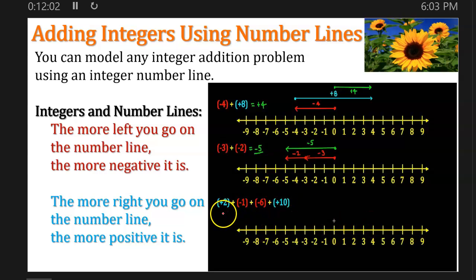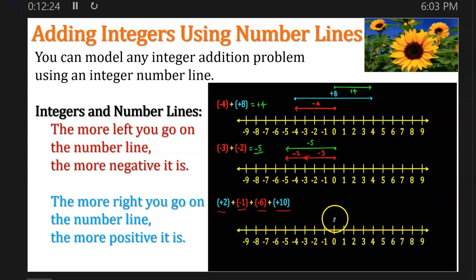Okay, now we have a challenge. We're going to try to do this one. This one has 4 different terms. Each one of these numbers is considered a term. Terms are separated by the operations in the problem. So since the first one is a positive number, I'm going to change my pen color to a blue.